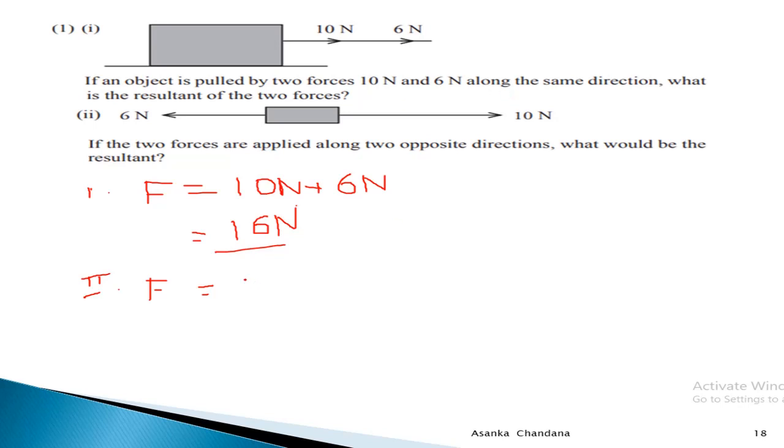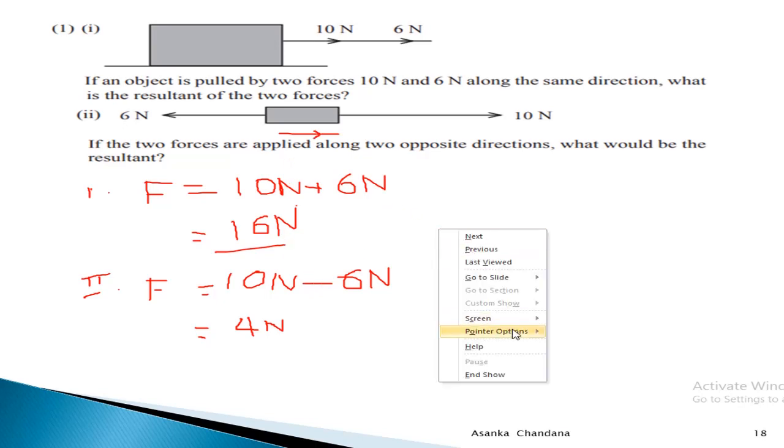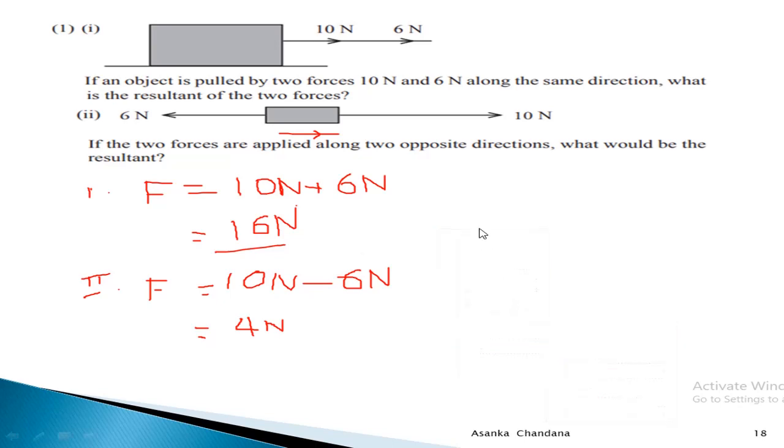Therefore 10 Newton minus 6 Newton is used to calculate the resultant force. We know 10 minus 6 is 4 Newton. Therefore the resultant force is 4 Newton. This 4 Newton resultant force acts towards the larger force direction, like that direction. Right, now we have got the answer for question number 2. Then we will go to the answer for the next question.